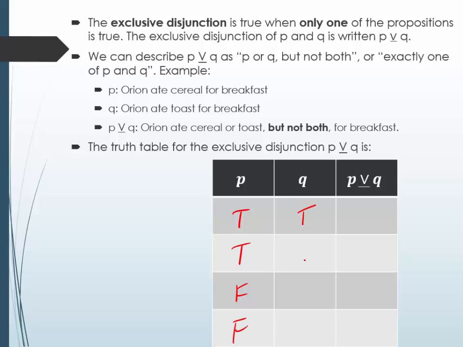True, false, true, false. And then last column, we have to decide which one is true. Cody Moore. False, true, true, false. Nice. False, true, true, false.